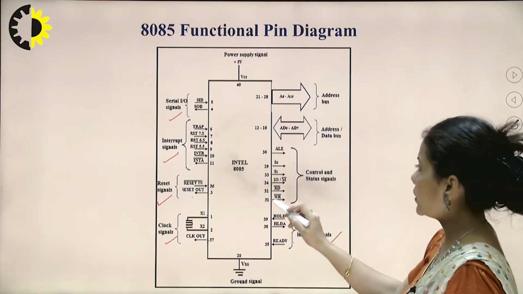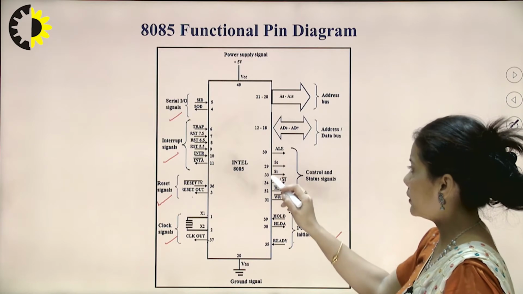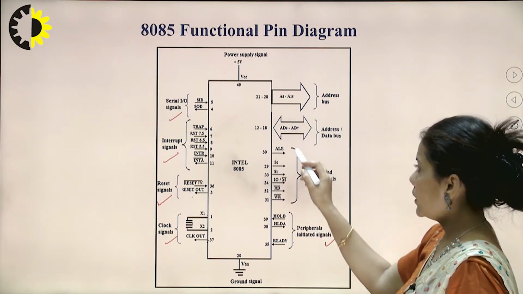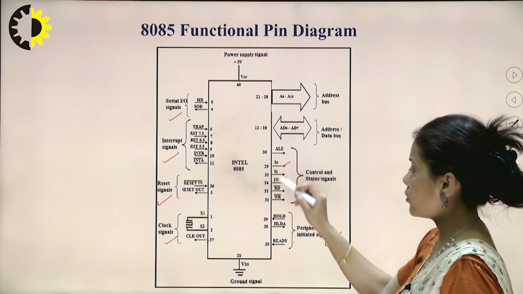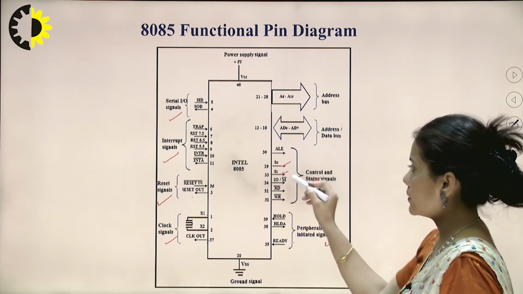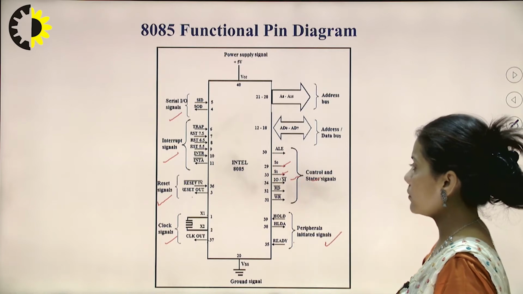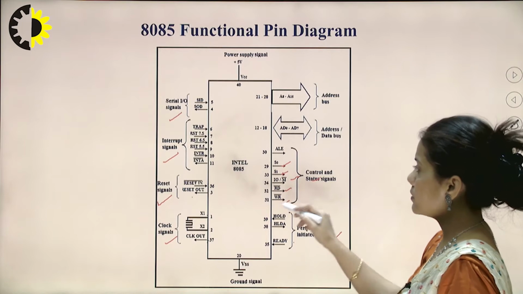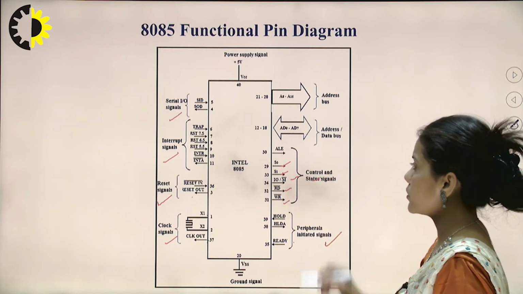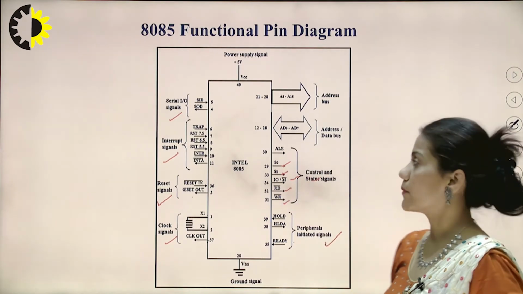These are pin number 30, 31, 29, 33, 34, 32. This is the address latch enable pin. S0, S1 are the status pins. IO/M bar, RD bar and WR bar, these are the control pins. So all these 6 signals constitute control and status signals.